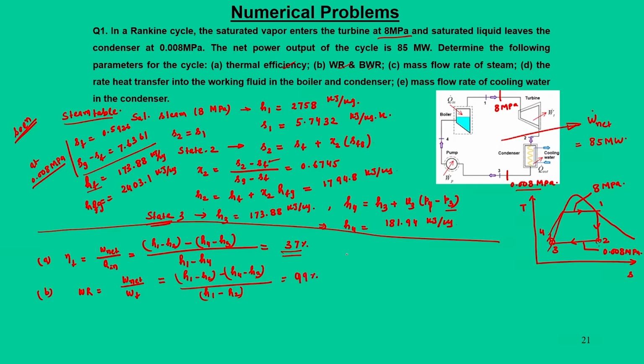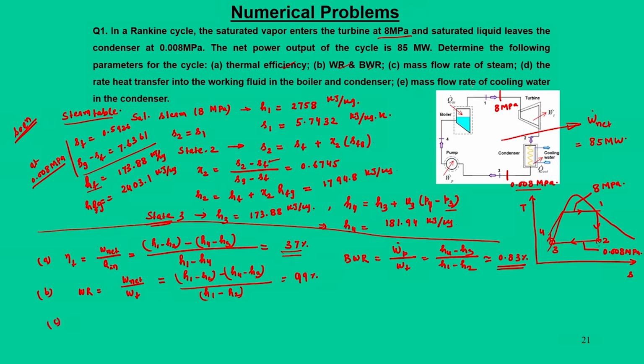Correspondingly, back work ratio, that is W dot P by WT. So, that is H4 minus H3 divided by H1 minus H2. So, this number would be approximately 0.83%. So, you can see this number is too less. That means, this is the essential necessity that back work ratio should be as low as possible.